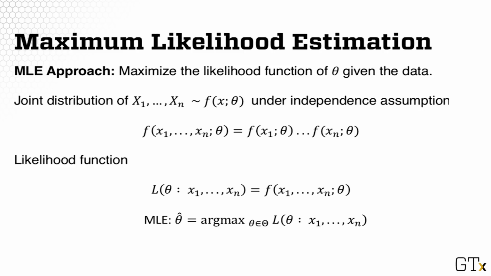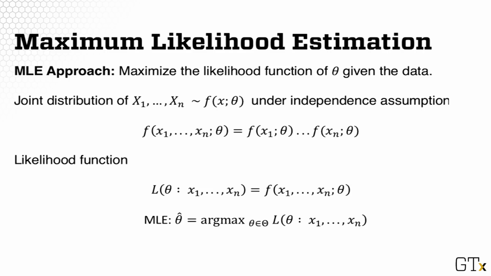This is the second approach used for estimating parameters. Maximum likelihood estimation, abbreviated MLE, is the most popular method for estimating parameters for a distribution or a model. The idea is to maximize the likelihood of observing the realizations given the parameters.